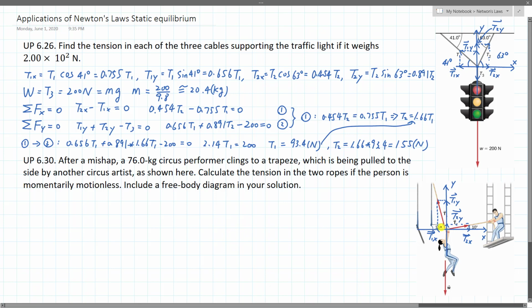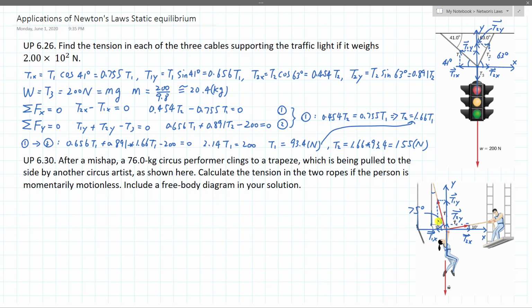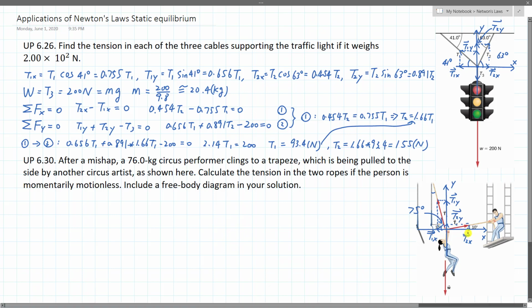Alright. And this angle, because 15 degrees is with the vertical, and this is the complementary angle. So this angle is 75 degrees. 90 minus 15, right? So that's right here, 75 degrees. Okay, so we can replicate what we did with the traffic light, right? So we first do some decompositions. We use different angles, but the T1 is still the left side and T2 is still the right side. So let's just copy this whole thing down.